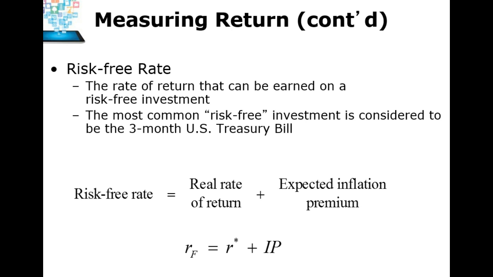So the real rate of return is what you're going to make above inflation, and the expected inflation premium together will give you the risk-free rate. So the 3-month U.S. Treasury should be trading above inflation to give you a risk-free rate. Sometimes, the way the treasuries fluctuate and the yield curves, that's not always 100% going to line up that way, but typically it does.